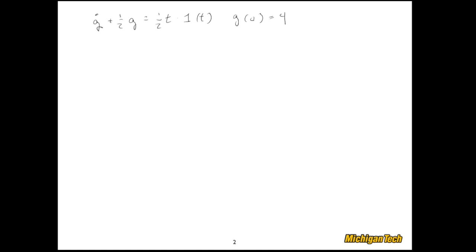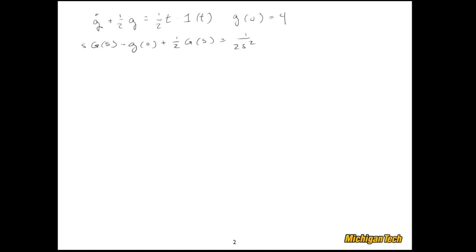Okay, step 1, take the Laplace transform of both sides. So s capital G of s minus g at time 0, actually, I should just say minus g at time 0, because I really haven't defined that g0 yet. Plus 1/2 capital G of s equals 1 over 2s squared, which is the Laplace transform of that ramp.